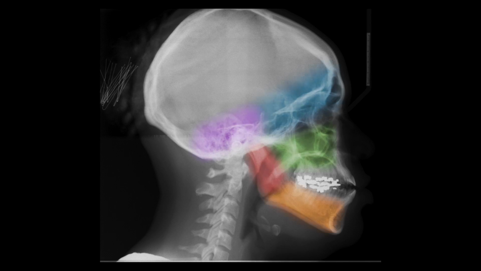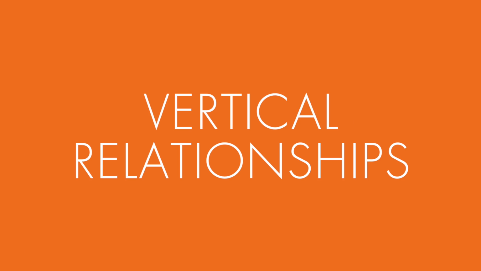The maxilla is excessively posterior to the mandible. The maxilla may be too far back, the mandible may be too far forward, or both. Disproportionate growth in the vertical dimension can also cause problems.